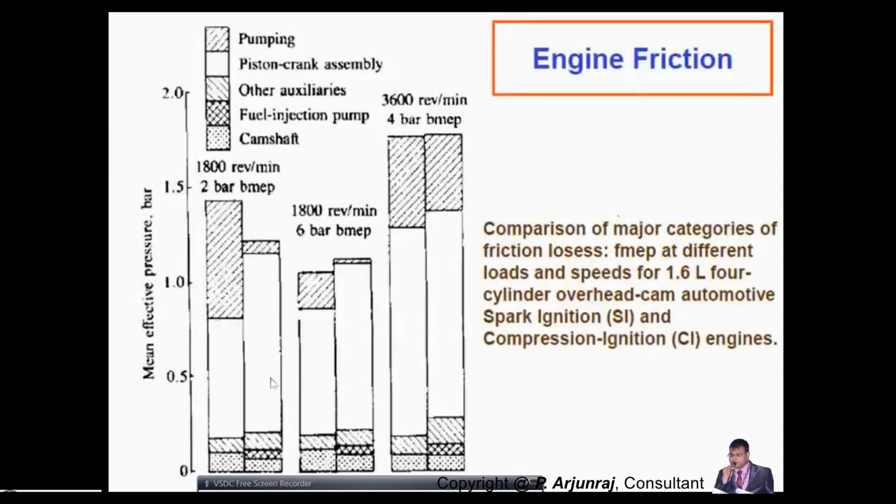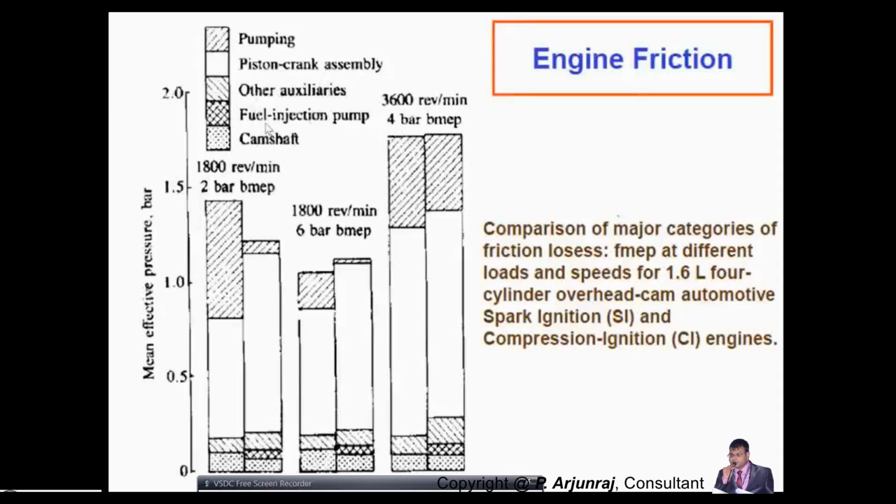And again, the piston and crank assembly: in the case of the CI engine, the speed at which the piston moves from TDC to BDC is going to be much higher. So that is the reason you get higher mean effective pressure than that of a gasoline engine. The next important thing is the auxiliaries. The auxiliaries friction is also going to be slightly higher in the case of a diesel engine than that of a gasoline engine.